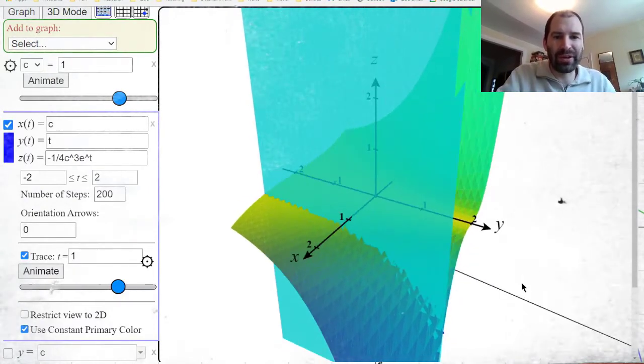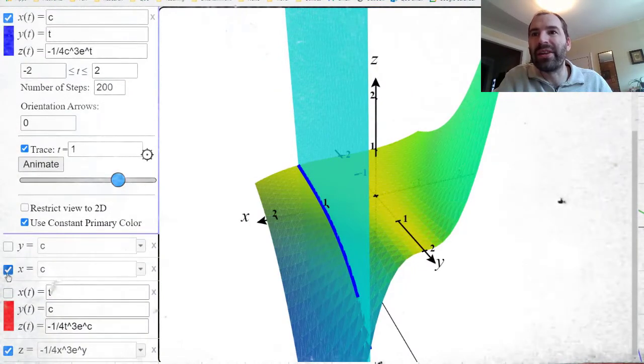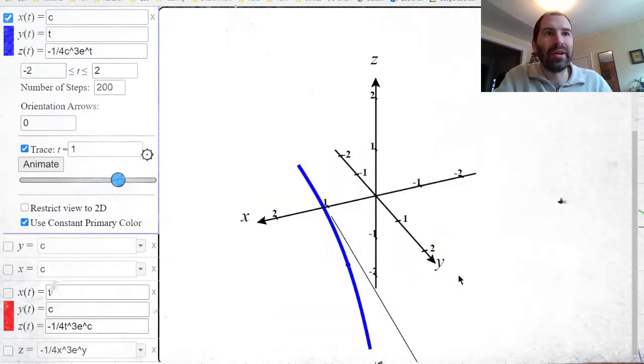I have to rotate. Okay, the curve's not really showing up. Let's go ahead and delete this plane here. Maybe it'll be, yeah, there we go. That's the curve.